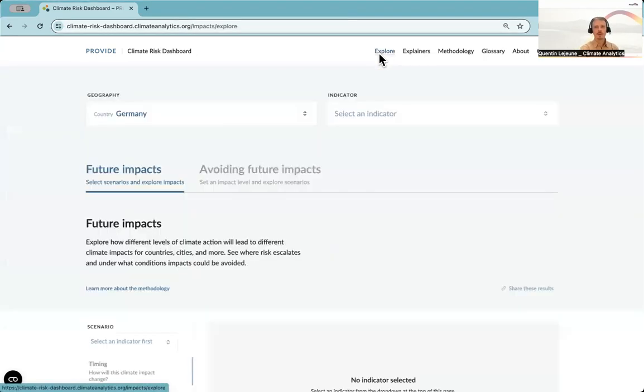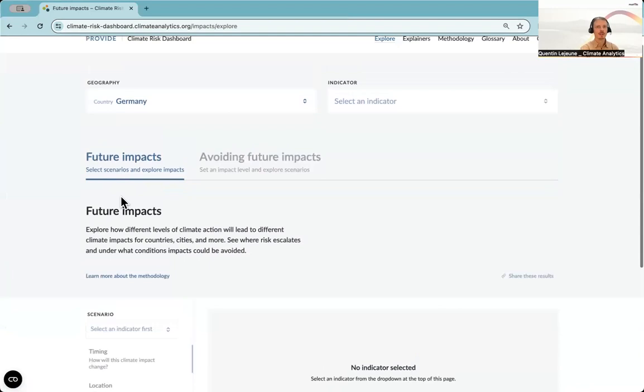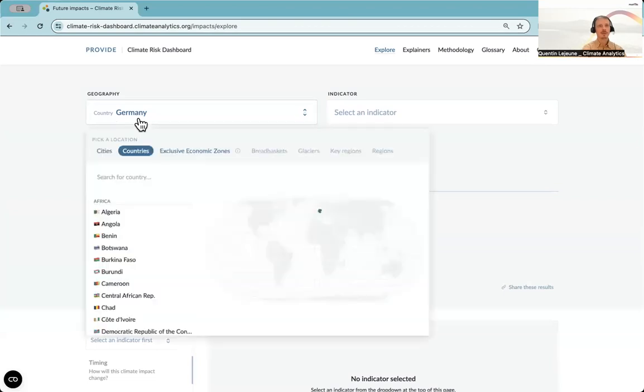On the Explore page of the tool, two user modes are available. Let's start by using the Future Impacts mode. Here, you can explore how different levels of climate action will lead to different climate impacts. Let's, for example, try to find the answer to this question. How many heatwave days per year will Mexico City experience in the 21st century, depending on the future trajectory of global greenhouse gas emissions? First, let's select Mexico City from the drop-down menu.